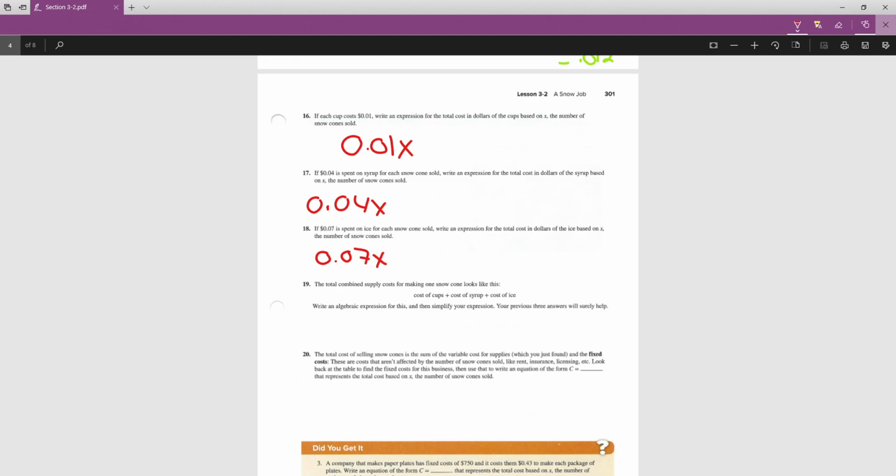Now here comes my favorite part. It says add up all of those costs. So 0.01x plus 0.04x plus 0.07x ends up being 0.12x. Does that number look familiar? Hopefully it does.